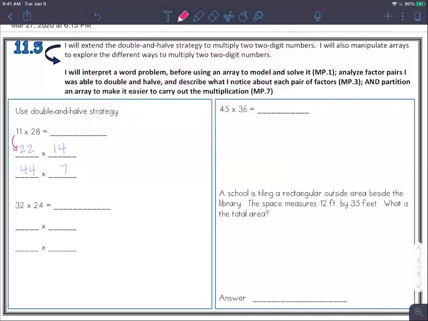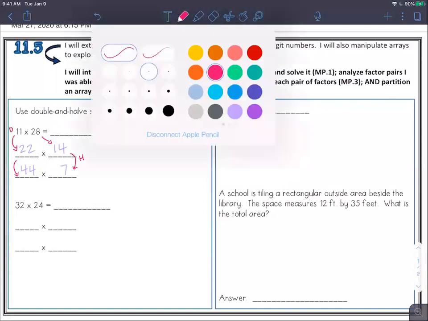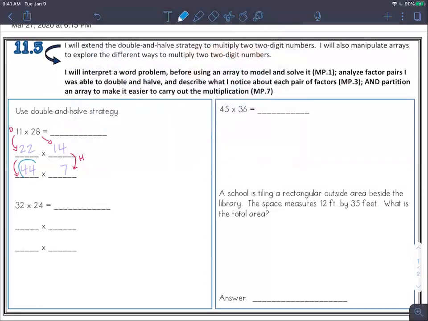Okay? Going here and here. I'm going to write a little D here for doubling. And then here to here, I'm going to write a little H, and I took a half. So if I'm going to double, I'm going to keep doubling that number, and I keep taking a half. Now I end up with 44 times 7, which is a little easier to solve using the standard algorithm.